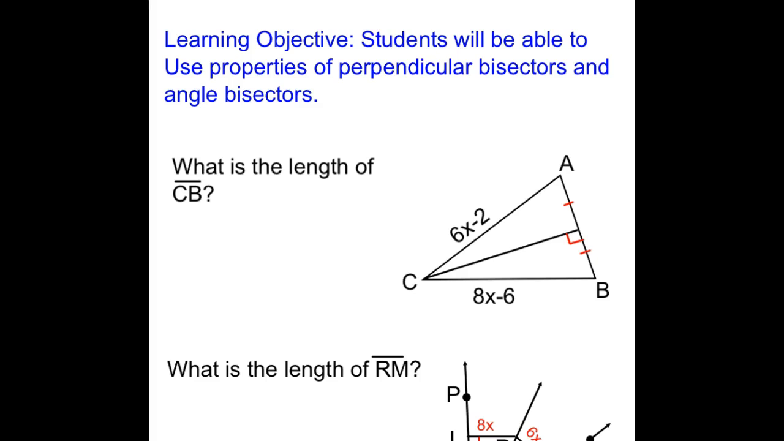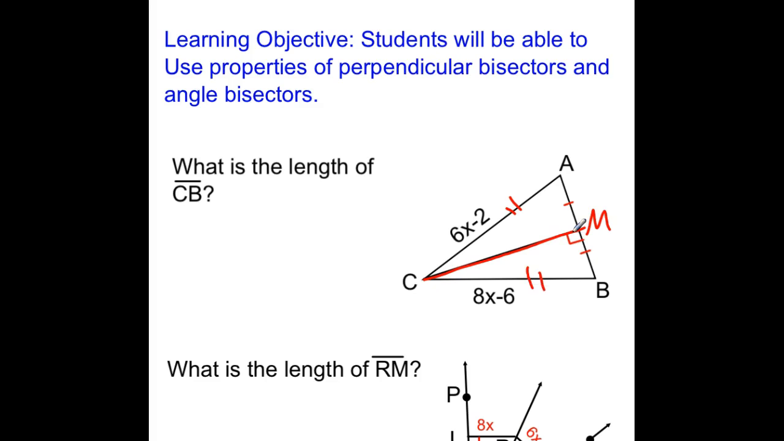After that, we talked about properties of perpendicular bisectors and angle bisectors. It says, what's the length of CB? Well, right here, in the middle of this triangle, from C down to that midpoint, let's call this point M, we have a perpendicular bisector. And the cool thing about a perpendicular bisector like that is it results in an isosceles triangle where these 2 parts are going to be the same length.